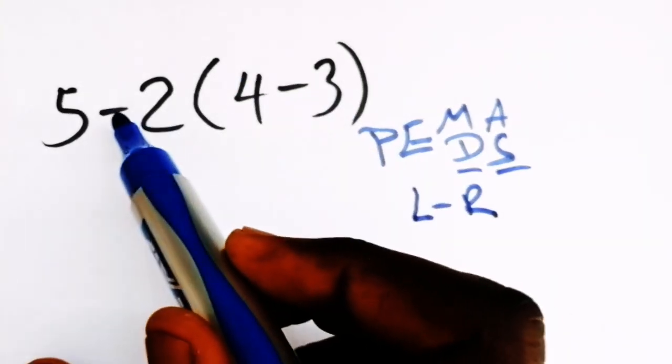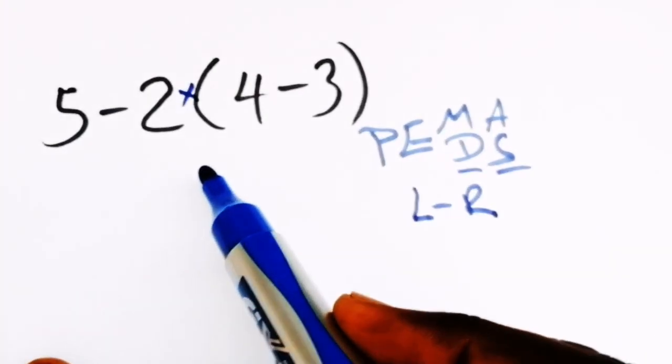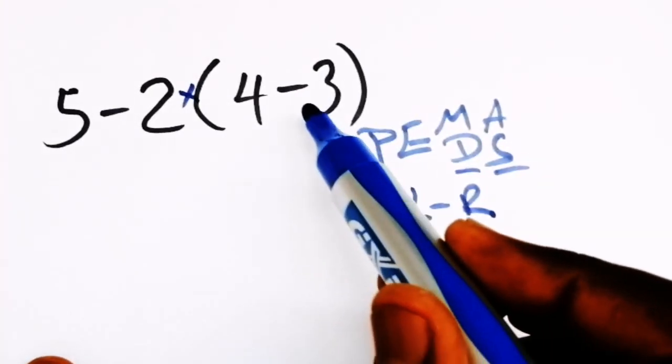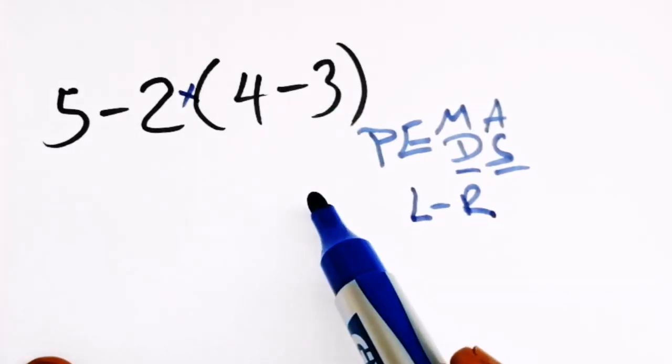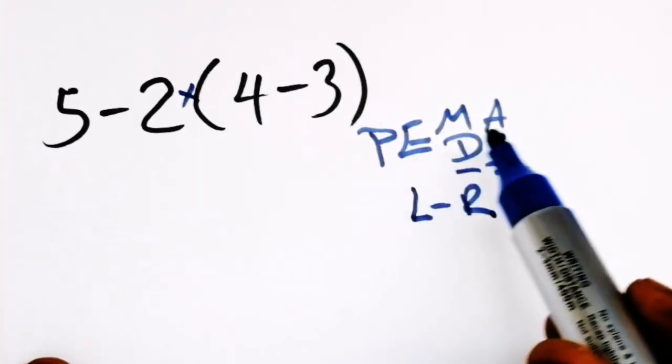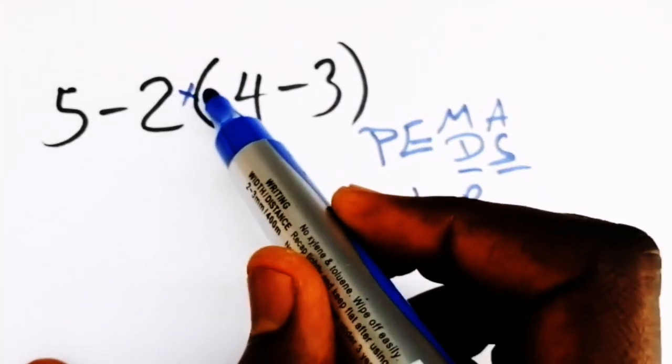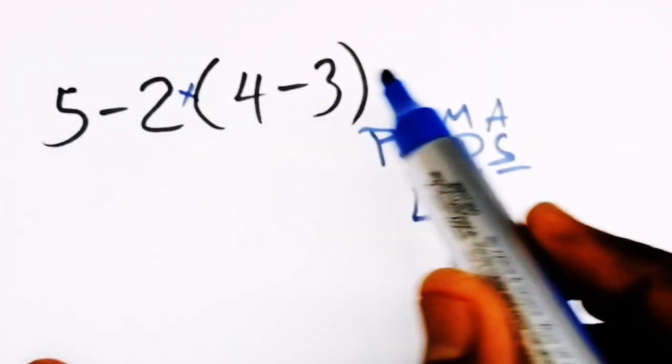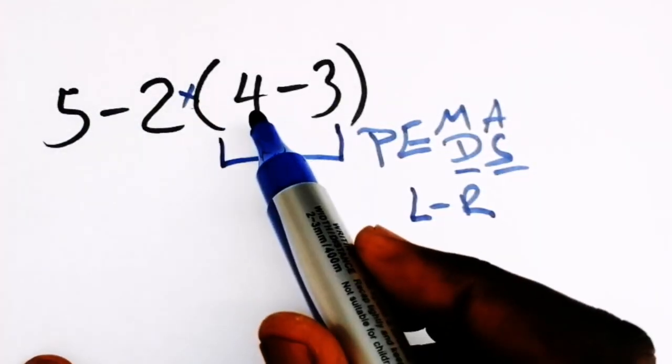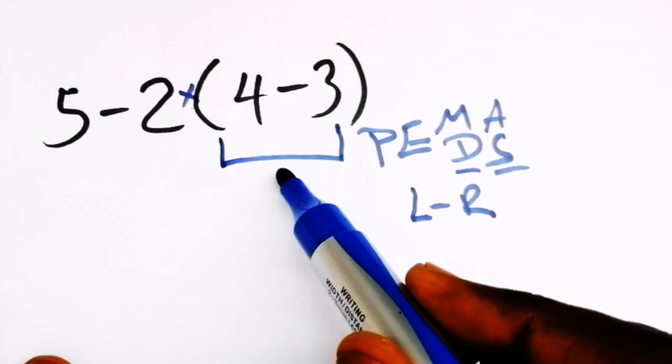In this expression, there is one subtraction here, one multiplication here, and there is a parenthesis. That is, the parenthesis here is a subtraction. According to PEMDAS, first we have to do this parenthesis, next this multiplication, and finally this subtraction. Therefore 4 minus 3 which equals 1.